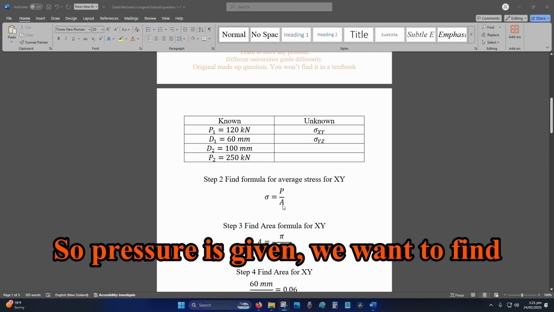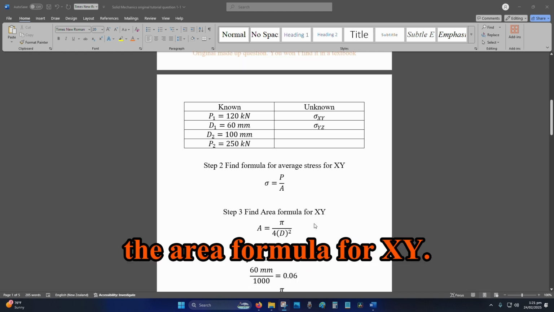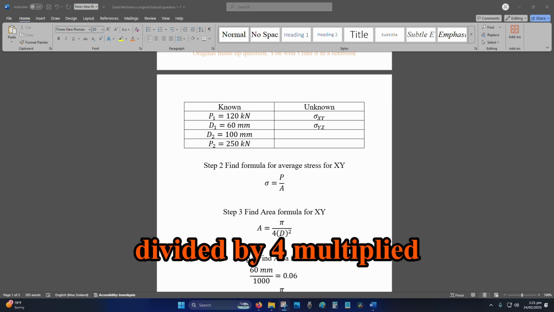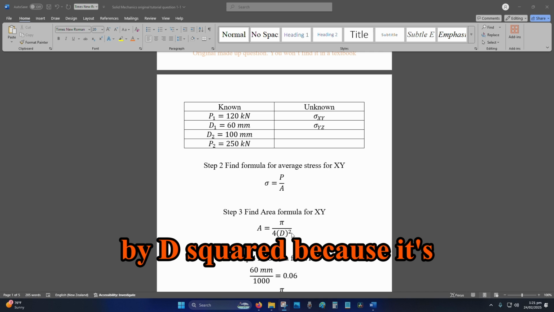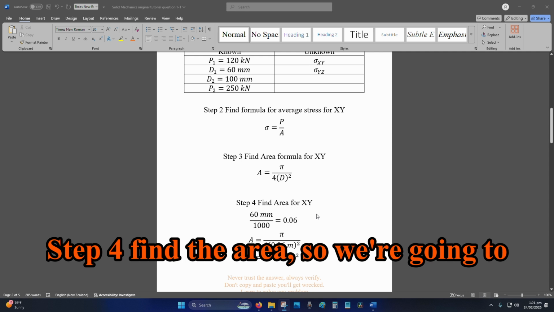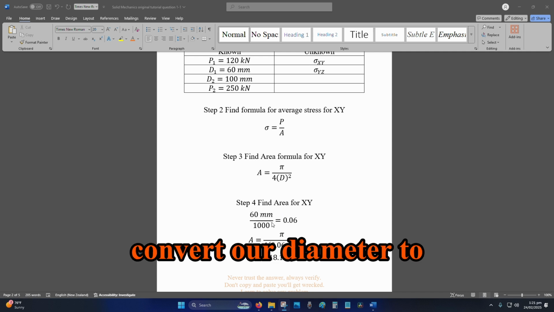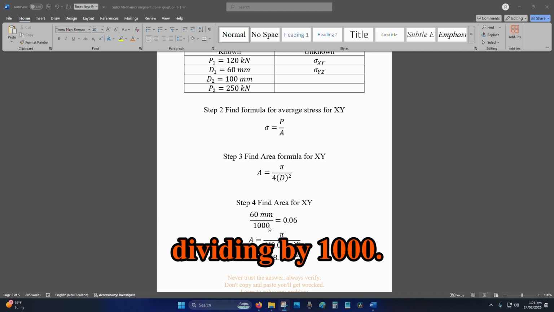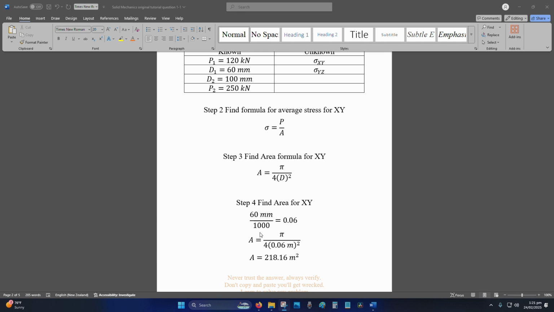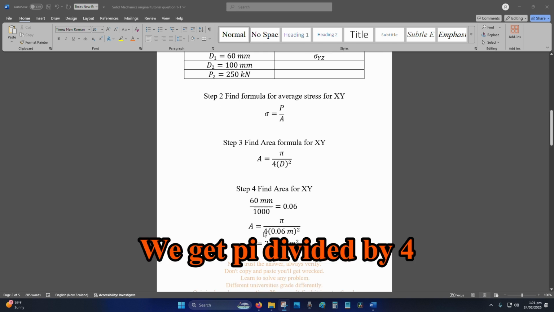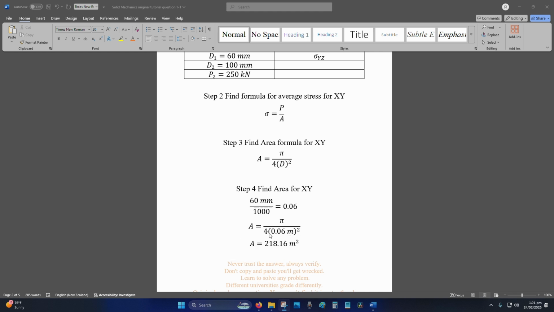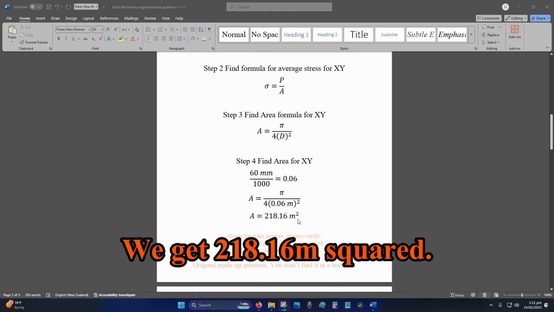So pressure is given, we want to find area. So step 3, find the area formula for XY. The generic formula is pi divided by 4 multiplied by d squared, because it's a cylindrical rod. Step 4, find the area. We're going to convert our diameter to meters from millimeters by dividing by 1,000. There is 1,000 millimeters in 1 meter. We get pi divided by 4 multiplied by 0.06 meters squared. We get 218.16 meters squared.